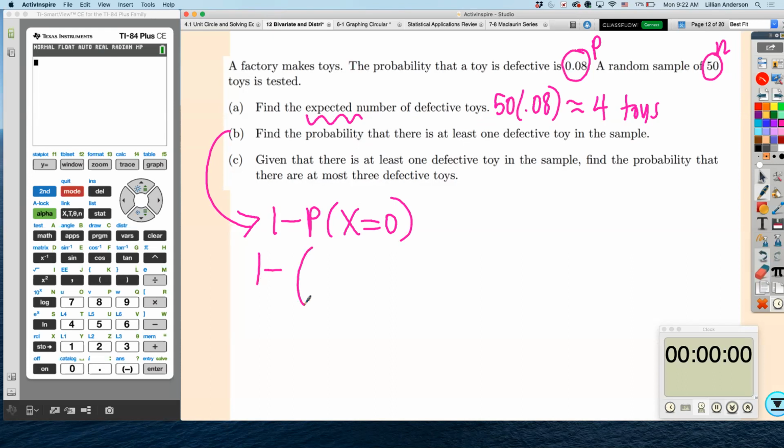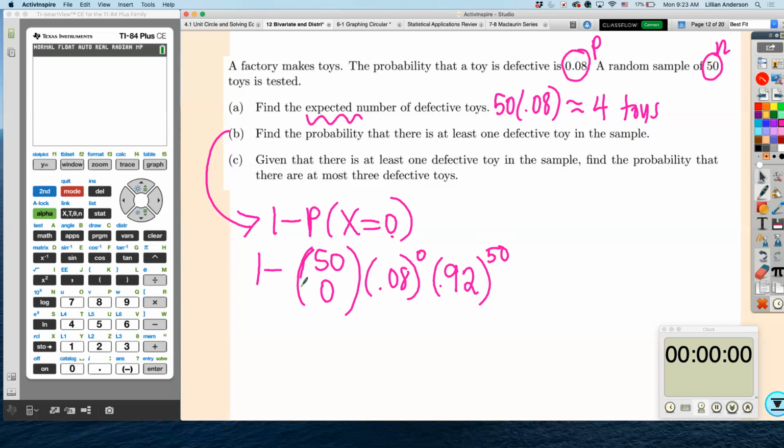So the formula says N choose R. N is 50, R is how many I'm looking for. That's 0 defective toys. My probability of a toy being defective is 0.08. I'm going to raise that to the R power, which is 0. Then I'm going to multiply that by 1 minus P, which is 0.92, raised to the N minus R, which would be 50. Very similar to the binomial theorem. Remember, your exponents have to add up to equal your N. Okay. And that's what I type into my calculator.